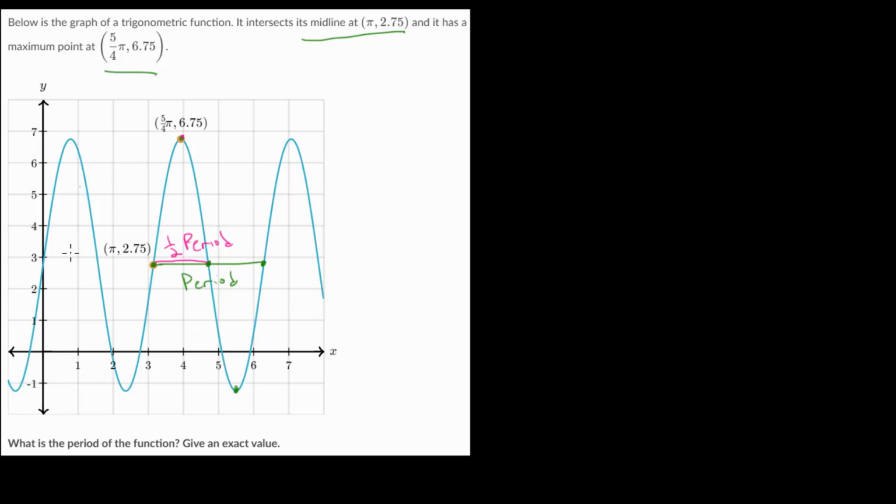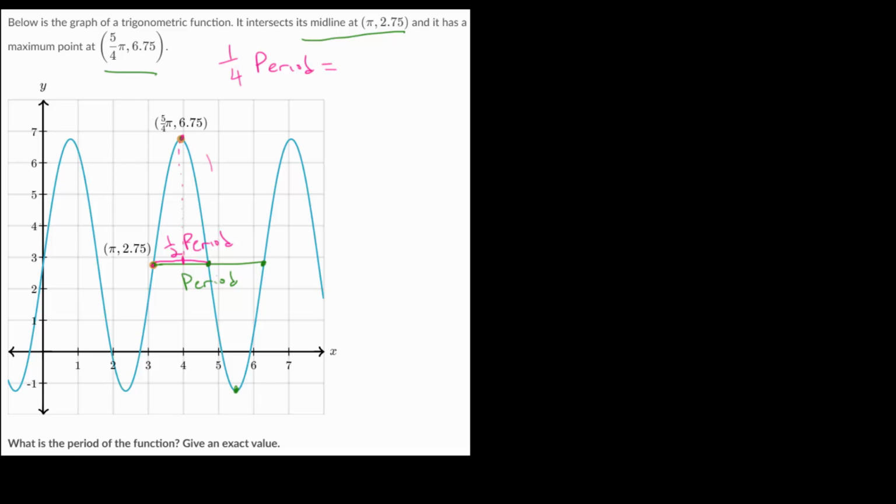In fact, these sinusoidal functions are quite symmetric. And if the maximum point is exactly in the middle of this length right here from one midline point to the next, then it's half of this length here, and this is half of a period. So the distance from this midline to the maximum is 1/4 of the period. So 1/4 of the period is equal to this horizontal distance here.